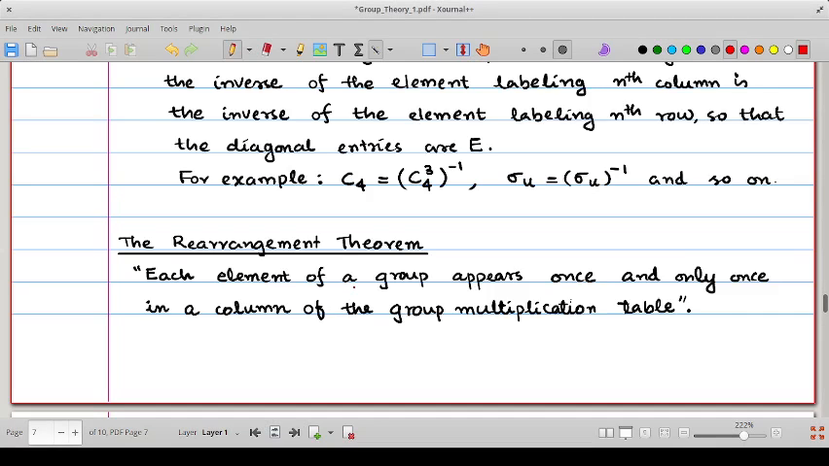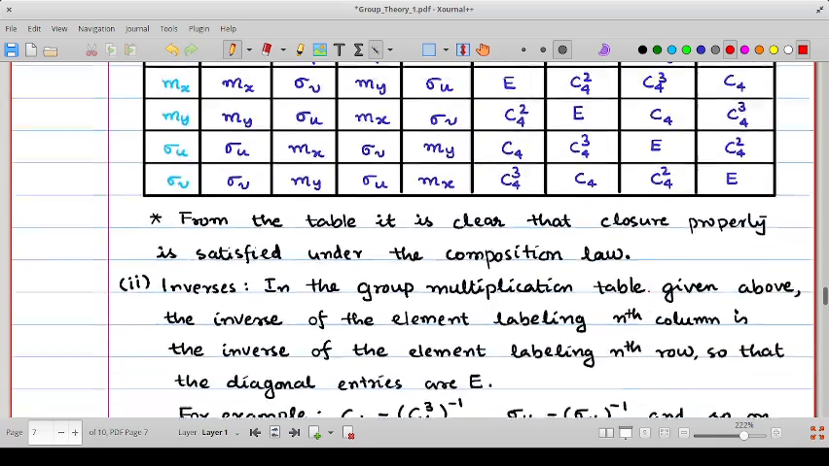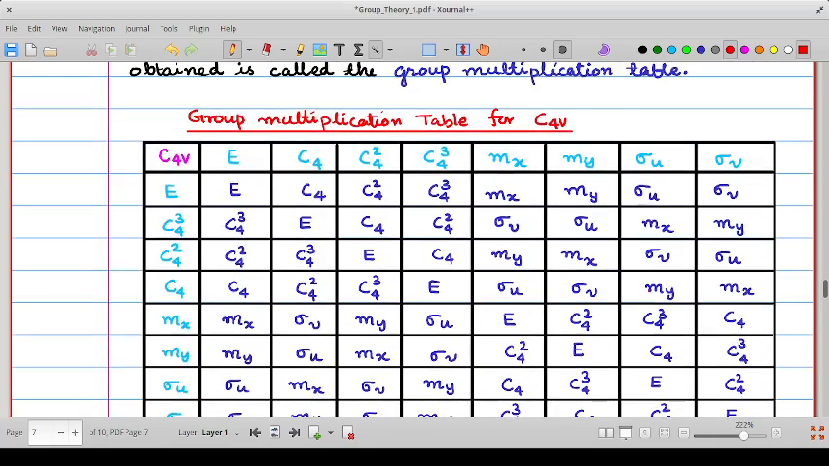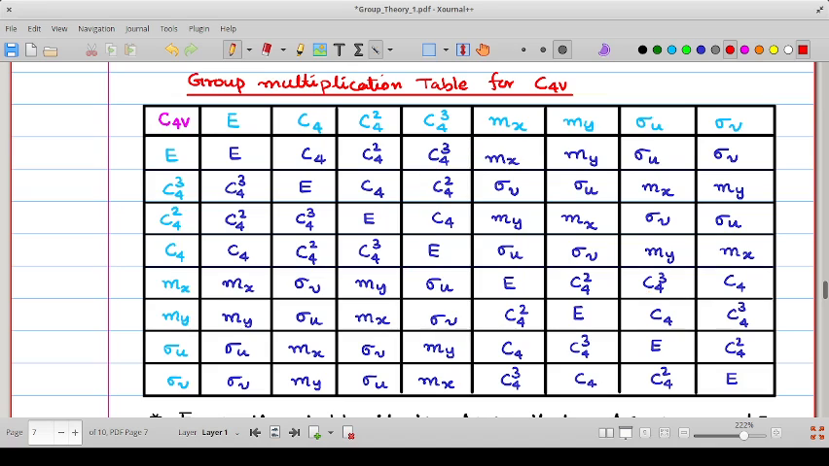the rearrangement theorem, which states that each element of a group appears once and only once in a column of the group multiplication table. To see this, we consider the group multiplication table of the group C4v, and so consider a particular column that corresponds to the element mx.